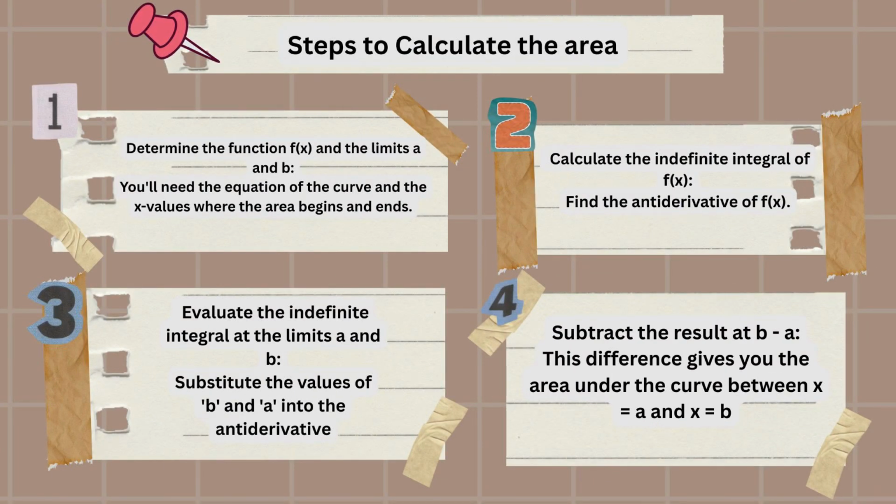Here we have the steps to calculate the area. First, you determine the function and the limits of a and b. You'll need the equation of the curve and the x values where the area begins and ends. Then next, number 2, we have to calculate the indefinite integral of f of x by finding the antiderivative of f of x. Then third, we evaluate the indefinite integral at the limits a and b by substituting the values of b and a into the antiderivative. Then 4, we have to subtract the result from b to a, and the difference gives you the area under the curve between x equals a and x equals b.